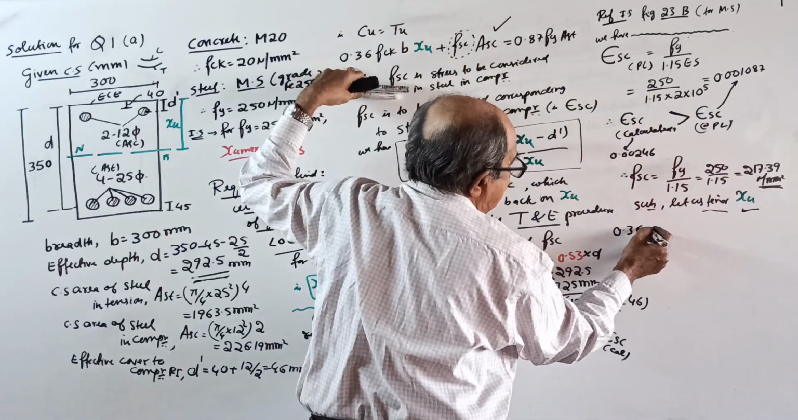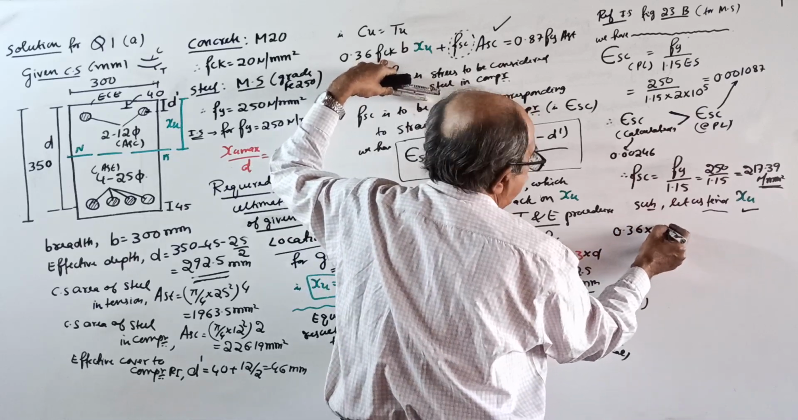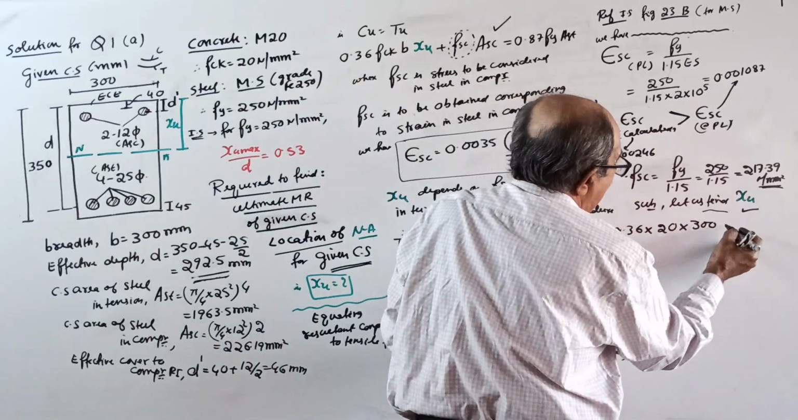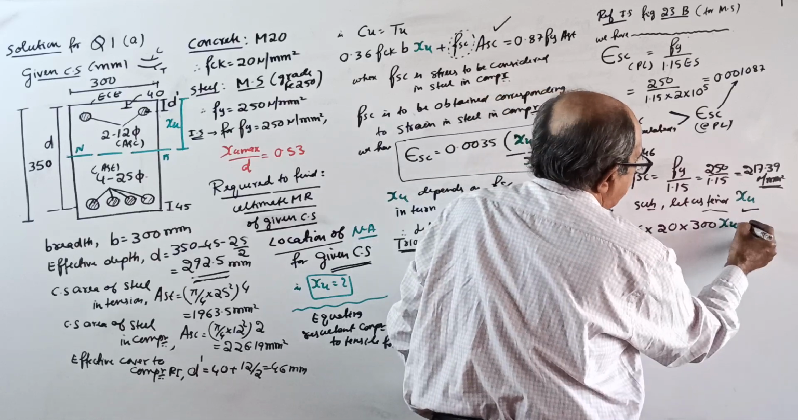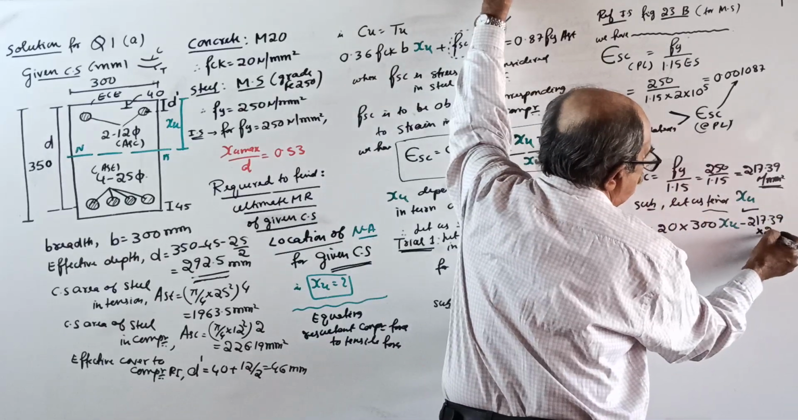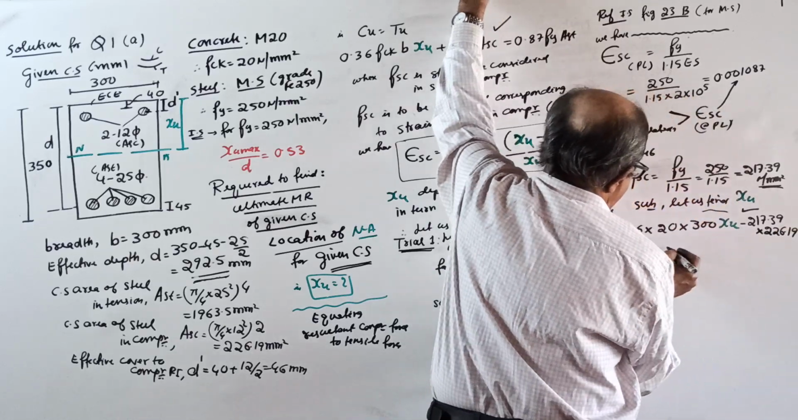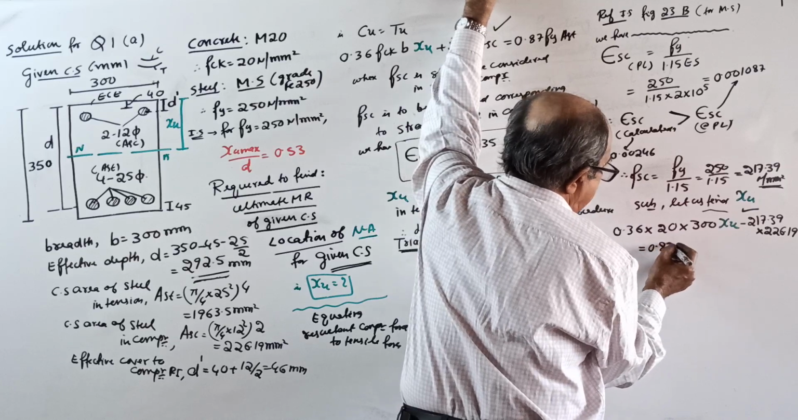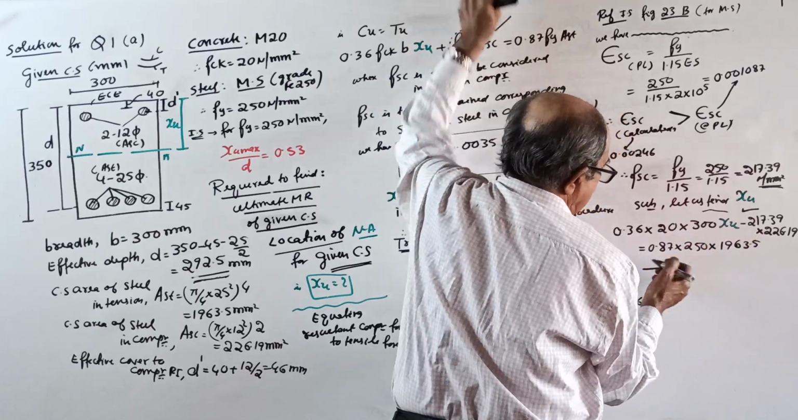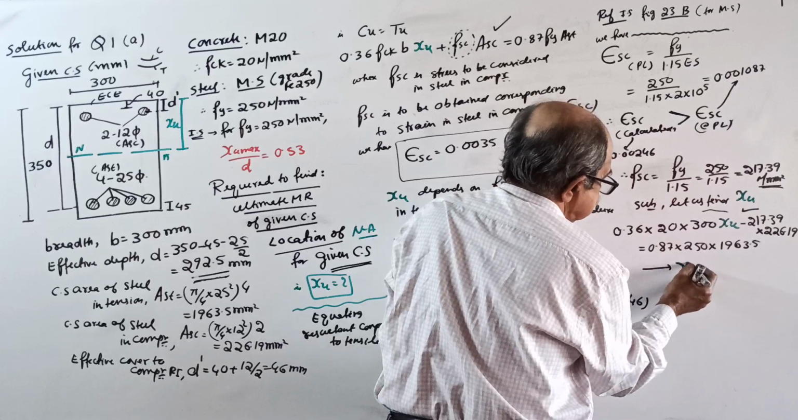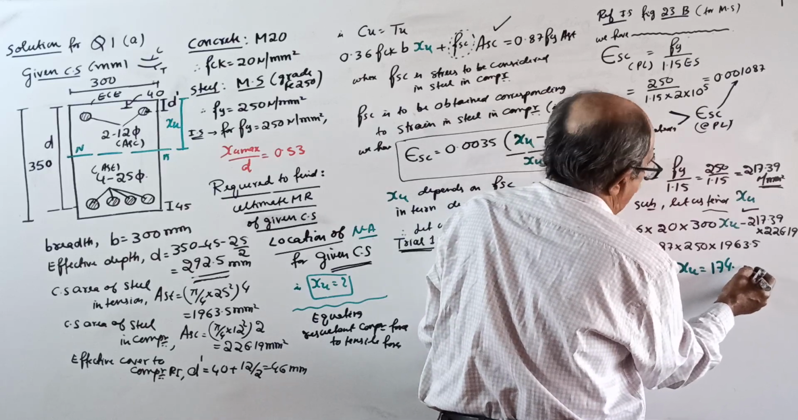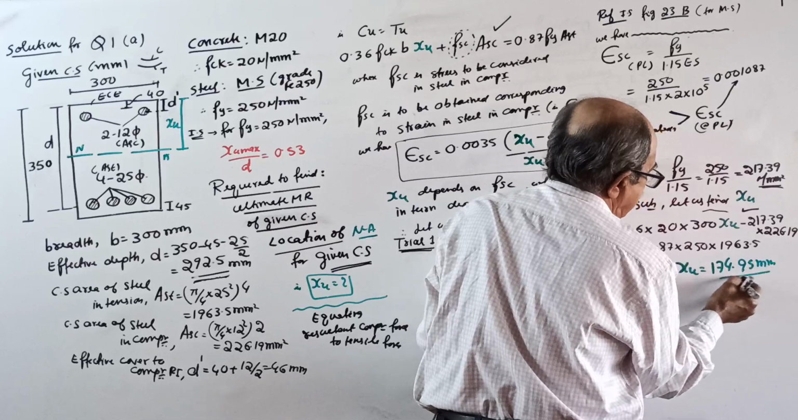Substitute here. 0.36 into FCK. FCK is 20, into B is 300, into XU. Then minus FSC, 217.39 into ASC, 226.19. Then this answer equals 0.87 into 250 into 1963.5. Solving, you get the value of XU. XU will come 174.95 millimeter. This is the value of XU you will get.